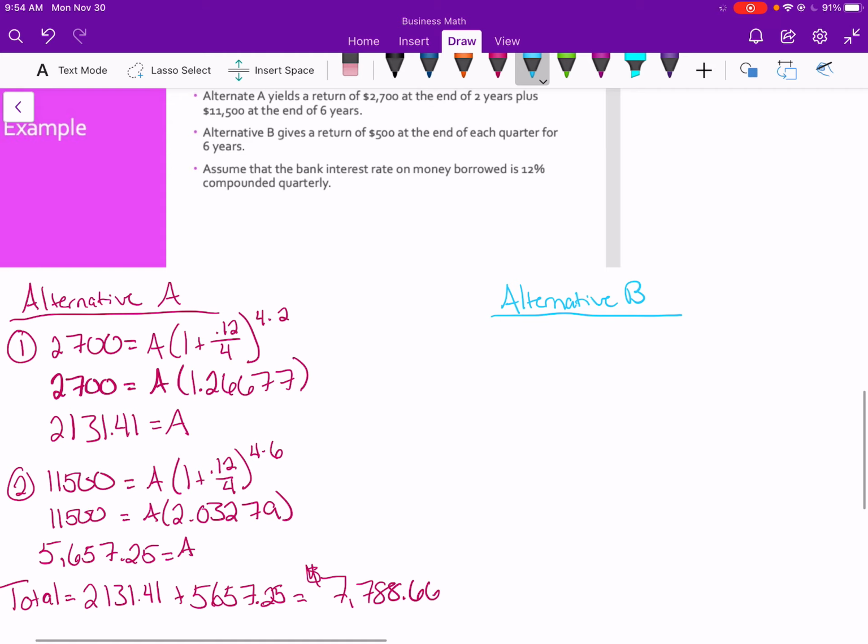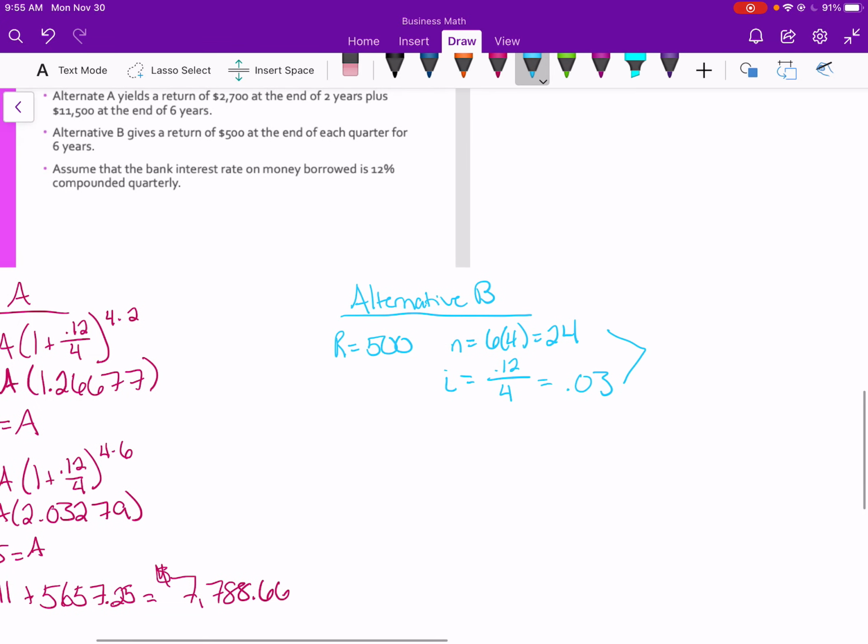Then we look at alternative B. For alternative B, it's giving a return at the end of each quarter. That means it's an annuity. And it's an ordinary annuity because it's at the end of each quarter. So our periodic payment is 500. Our N is 6 times 4, which is 24. And our I is going to be our interest rate per quarter, which is 0.03. Remember, you can use these two numbers to find our discount factor on those tables, which is 16.93554.